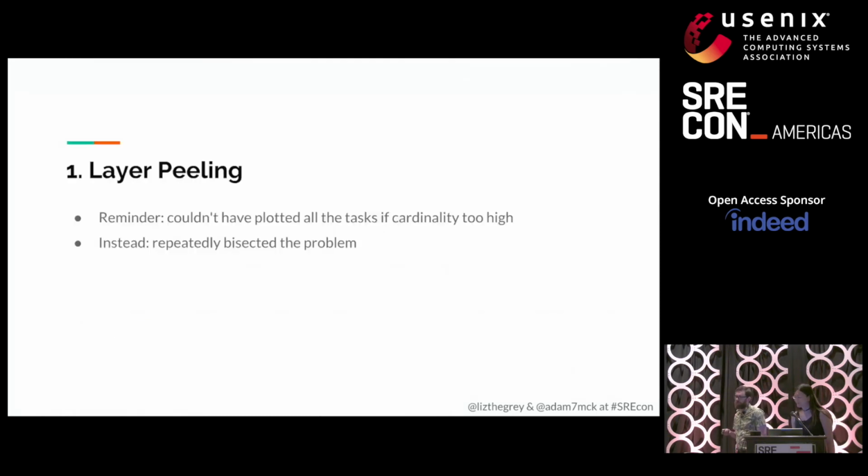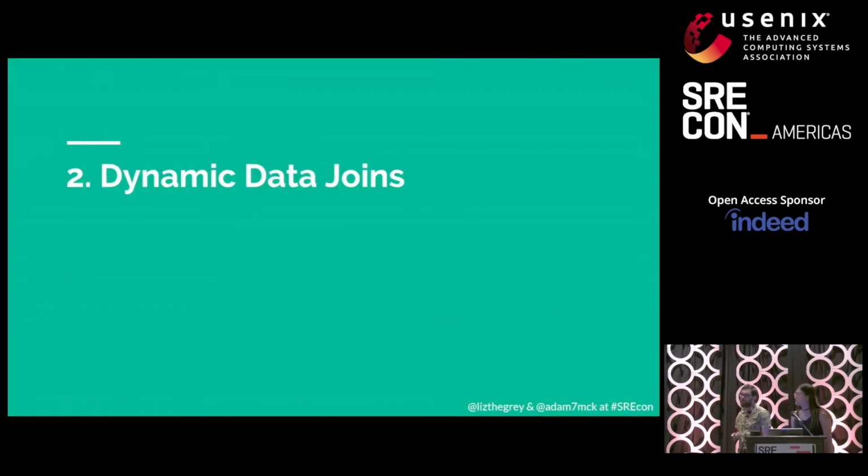So just to recap, there's no way that we could have gone straight from the high-level aggregation, looked at the raw data, and then plucked those out by eye. We just couldn't have done it. There were too many of them. So instead, we bisected the problem into smaller and smaller groups of replicas until we could reasonably tell which one was actually broken. So that's layer peeling.